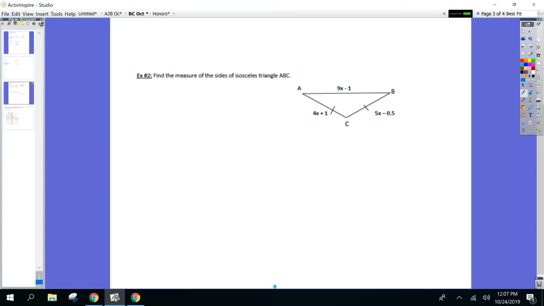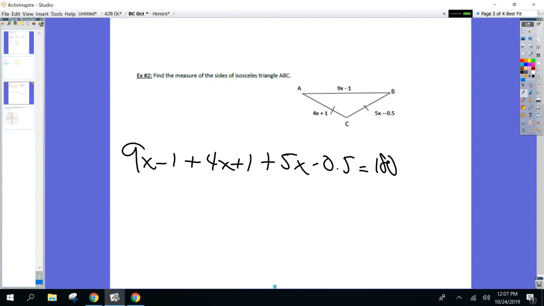All right, this next one. It's isosceles. Find the lengths of all the sides. Now, here's what I get. This really, really fires me up. Kids see the sides. They'll take 9x minus 1, add it to 4x plus 1, and add it to 5x minus 0.5, and they set it equal to 180. What's the 180 for? Angles, not sides. It is not for the sides.